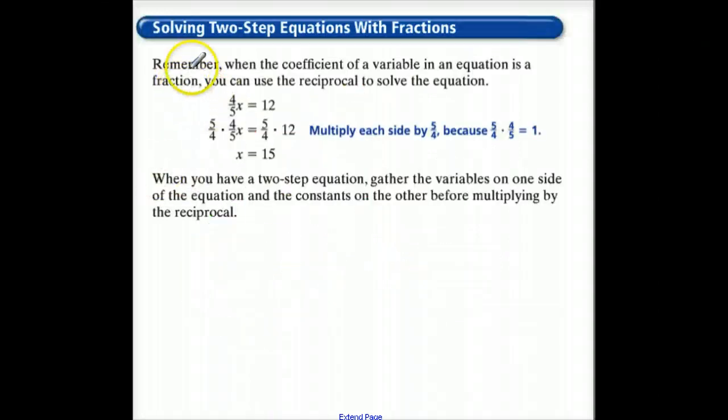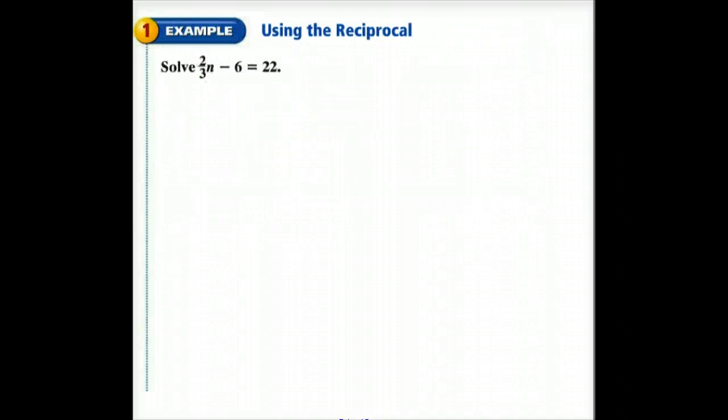So here's the rule again. Remember, when the coefficient of a variable is a fraction, meaning the number attached, you can use the reciprocal to solve the equation. As soon as you see a fraction multiplied to a variable, you can just multiply both sides by the reciprocal of that fraction to get your answer. Let's do an example together.